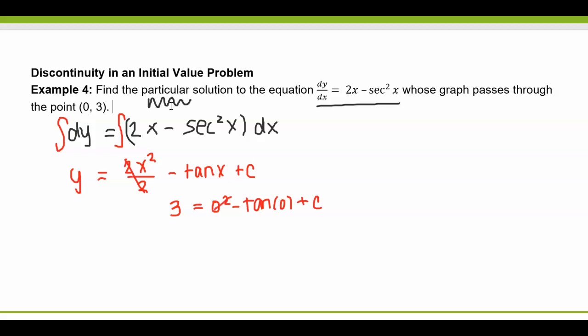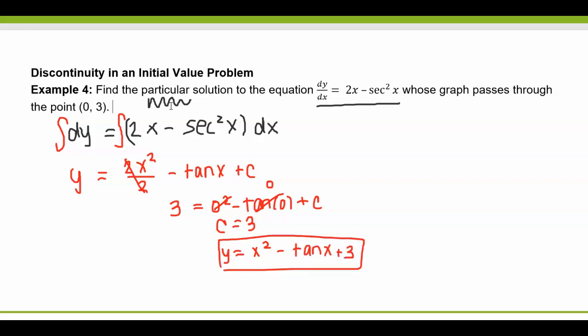The tangent of 0 is 0 because sine of 0 is 0. So you get c equals 3. And we have y equals x squared minus tan x plus 3. So discontinuity, again, does not affect our function unless the function is being found at a point of discontinuity. So I just want to stress that you can integrate a function that's discontinuous if it's continuous at that particular point.